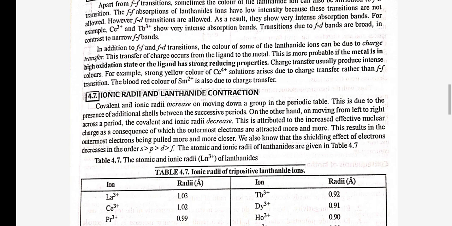Ionic radii and the lanthanide contraction. Covalent and ionic radii increase on moving down a group in the periodic table. This is due to the presence of additional shells between the successive pairs.